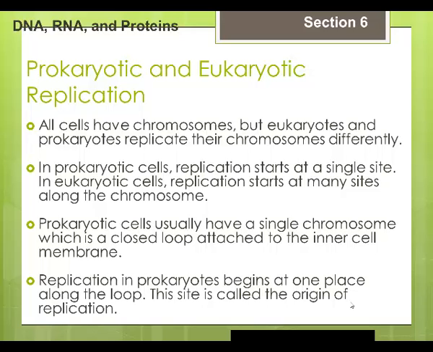Prokaryotic and eukaryotic replication. All cells have chromosomes, but eukaryotes and prokaryotes replicate their chromosomes very differently. In a prokaryotic cell, remember, a prokaryote would be an example of a bacteria, replication starts at a single site. So there's only one place where that DNA helicase comes on and attaches to the DNA. In eukaryotic cells, replication will start in many places along the chromosome.